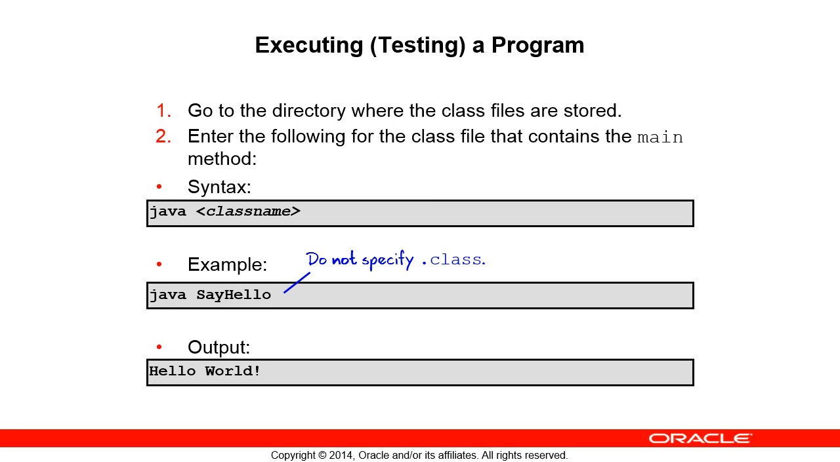So when we type java sayhello, this command runs the sayhello class, which contains the main method. The main method is the entry point to a Java application, and the java executable only works with a class containing a main method. In this example, the main method contains code that prints the string hello world.